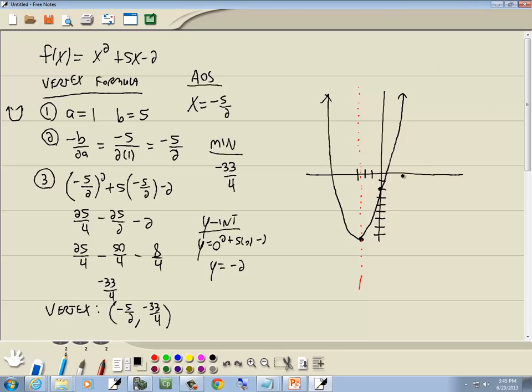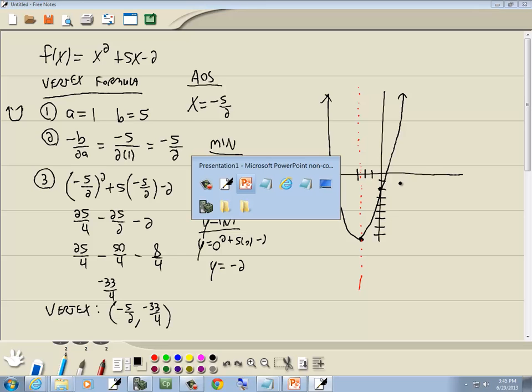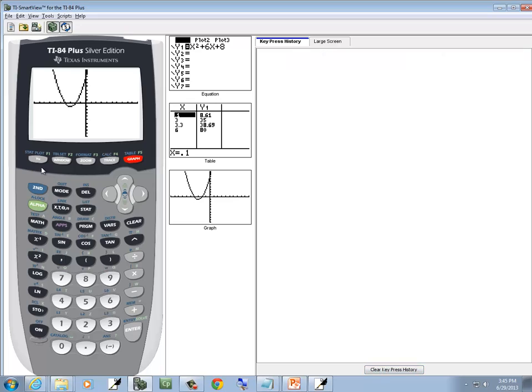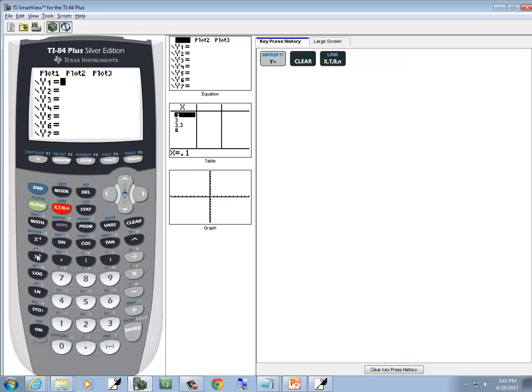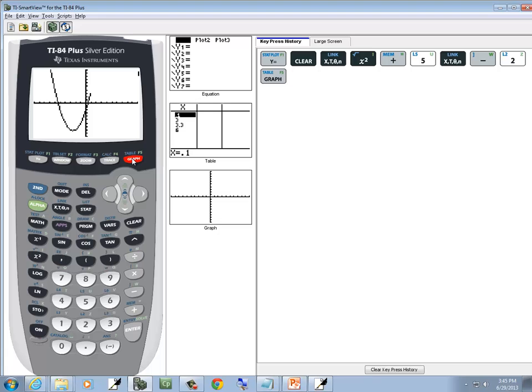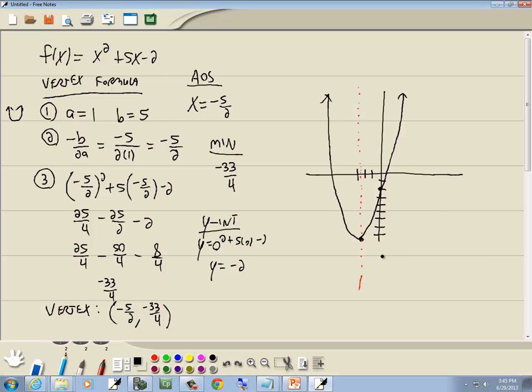And again, I just want you to graph it on your calculator. Go over here, press clear, press y equals, clear, x squared plus 5x minus 2. And then graph. And again, you'll get a much better picture than what I sketched out there. But anyway, these are your answers.